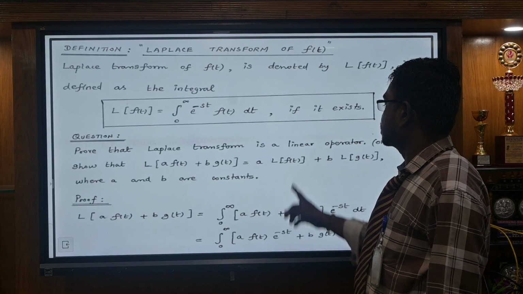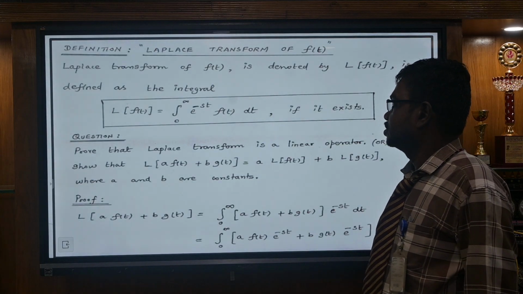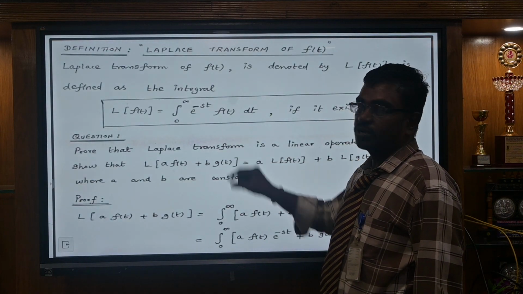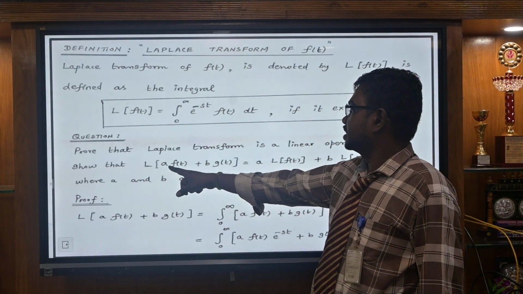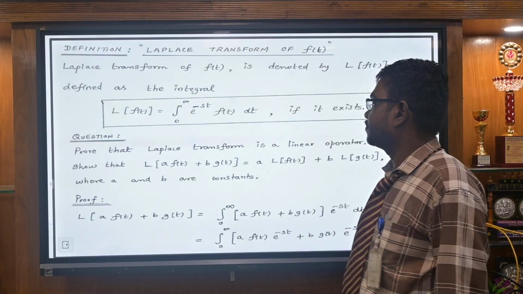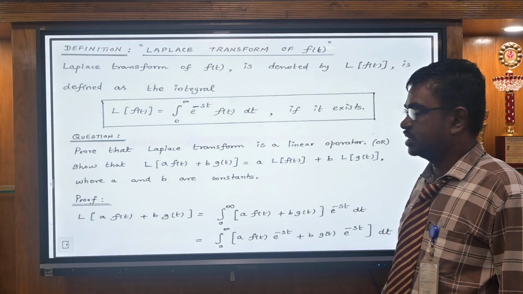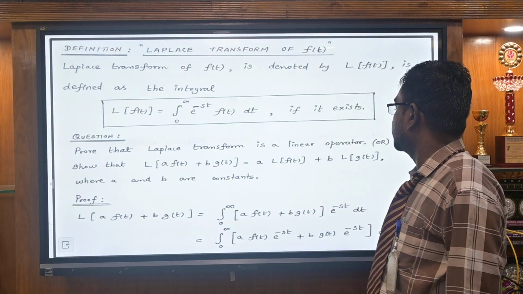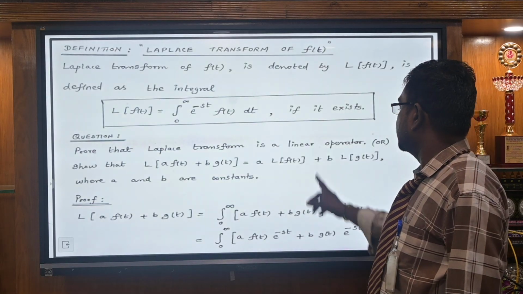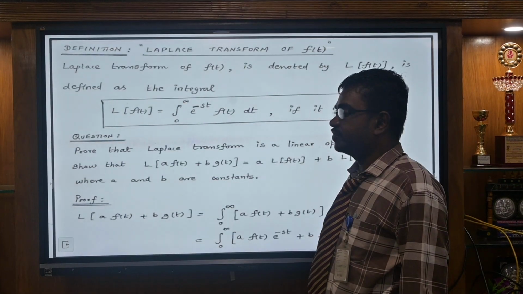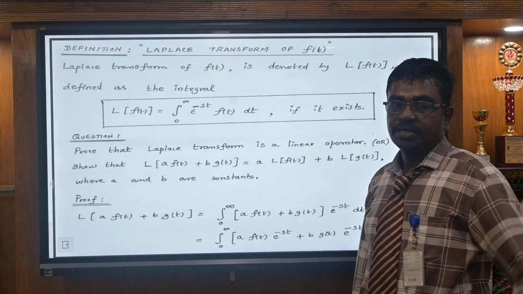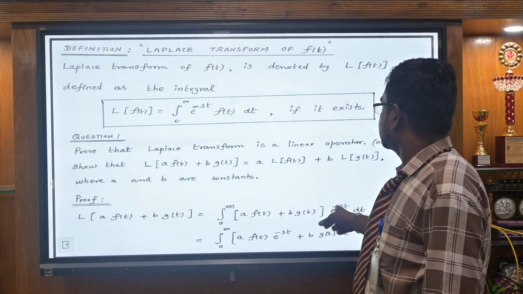Prove that Laplace transform is a linear operator. In other words, Laplace transform of a f of t plus b g of t equals a L of f of t plus b L of g of t, where a and b are constants. Proof: L of a f of t plus b g of t equals the integral from 0 to infinity of e power minus st times a f of t plus b g of t dt.